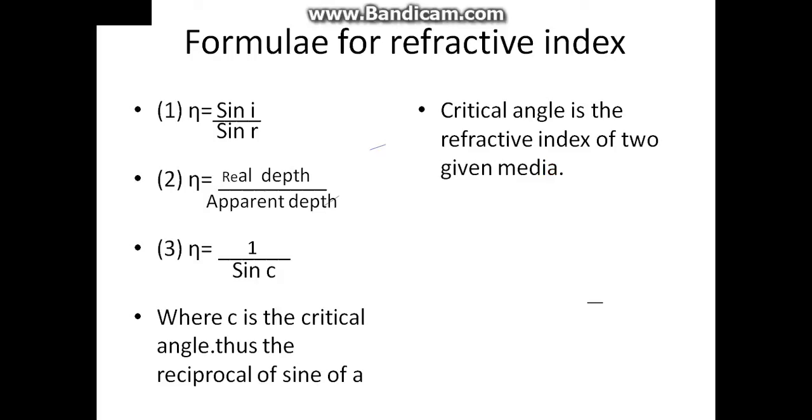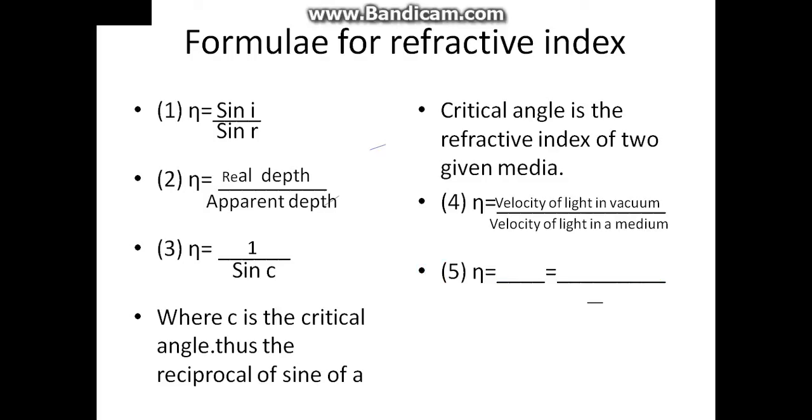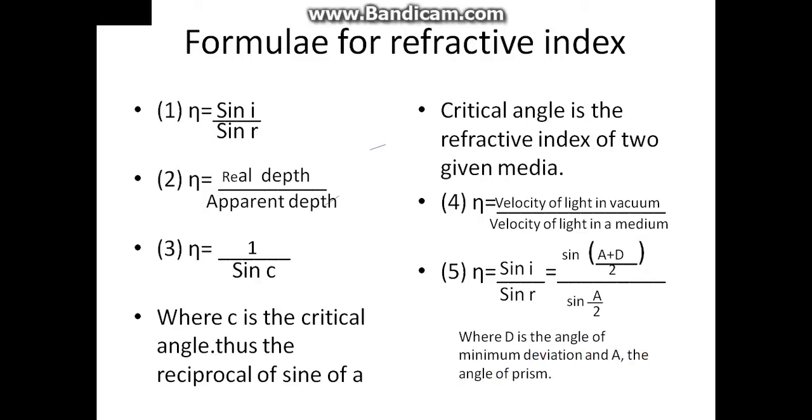Critical angle is related to the refractive index of two given media. 4. Refractive index is equal to velocity of light in vacuum over velocity of light in a medium. 5. Refractive index is equal to sine i over sine r, which is equal to sine of (A plus D) all over 2, over sine A over 2, where D is the angle of minimum deviation, A is the angle of the prism.